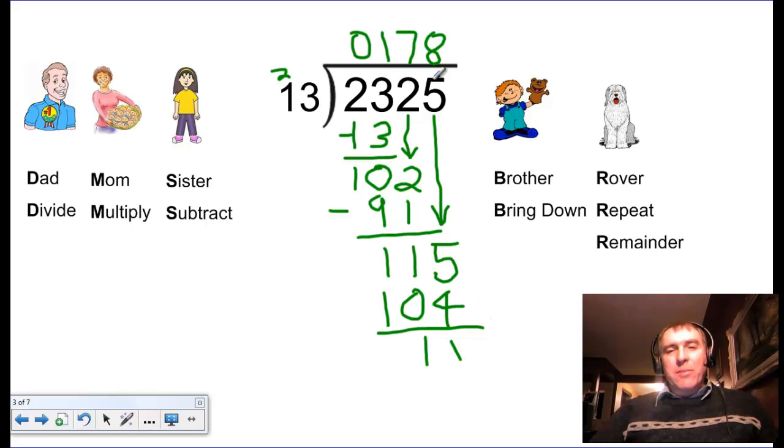But there's no other numbers to bring down, so we basically get to skip Brother here. And Rover tells us, well, if there's nothing else to bring down, we're done repeating, then this is our remainder. So our answer is 178, remainder 11. And we record it up there on the side. Let's go on to another question.